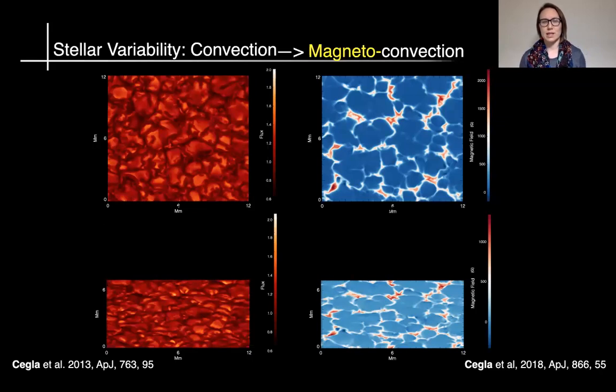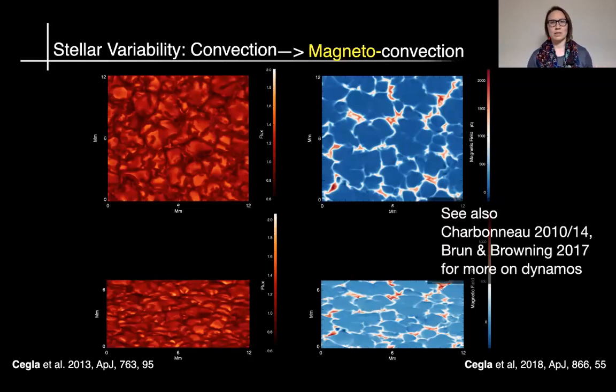And you can see it, as I mentioned before, weaving in between those granules, and you can have strengths of a few kilogauss here. Unfortunately, I don't have time today to talk about all the really cool ideas that we have about how magnetic fields are generated and maintained, but to learn more about the dynamo mechanism that may be operating on our sun or sun-like stars, I'd recommend you go ahead and check out these review papers.